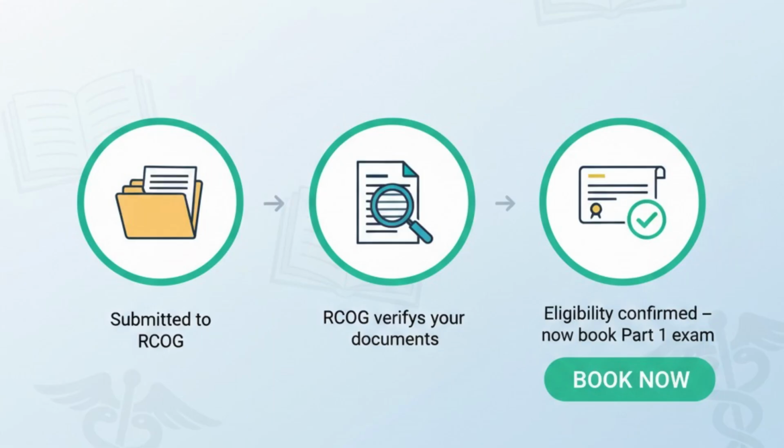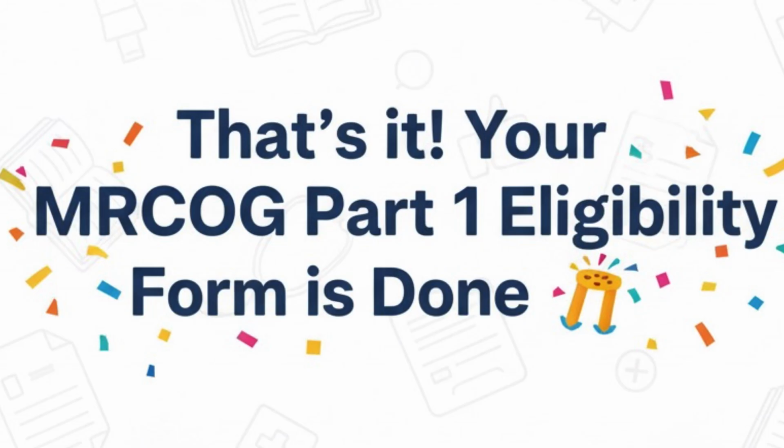Once your documents are verified, you'll get a confirmation that your eligibility is approved. Only then you can go ahead and book for the Part 1 exam. And that's it. Your MRCOG Part 1 eligibility form is done.